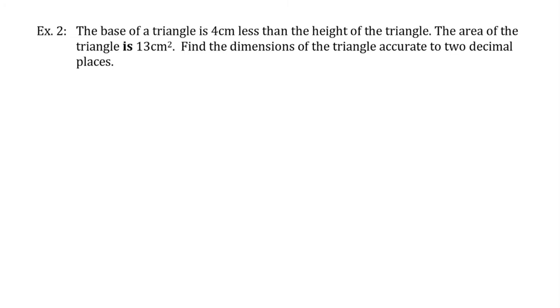The base of a triangle is 4 centimeters less than the height of the triangle. The area of the triangle is 13 centimeters. Again, look at it, it says is, not maximized or minimized or anything like that, is. Find the dimensions of the triangle accurate to 2 decimal places. Okay, so let statements. You could use x and y. I'm going to use b for base and h for height. Let b represent the length of the base.